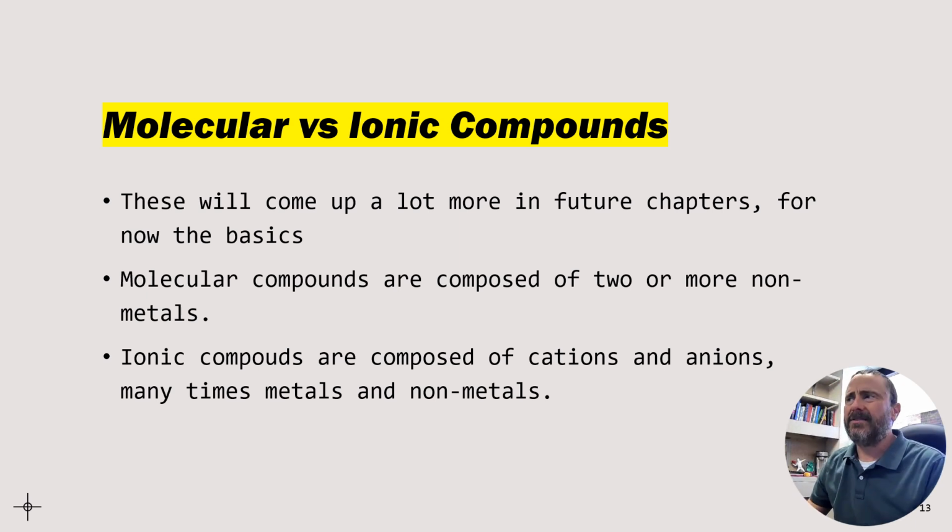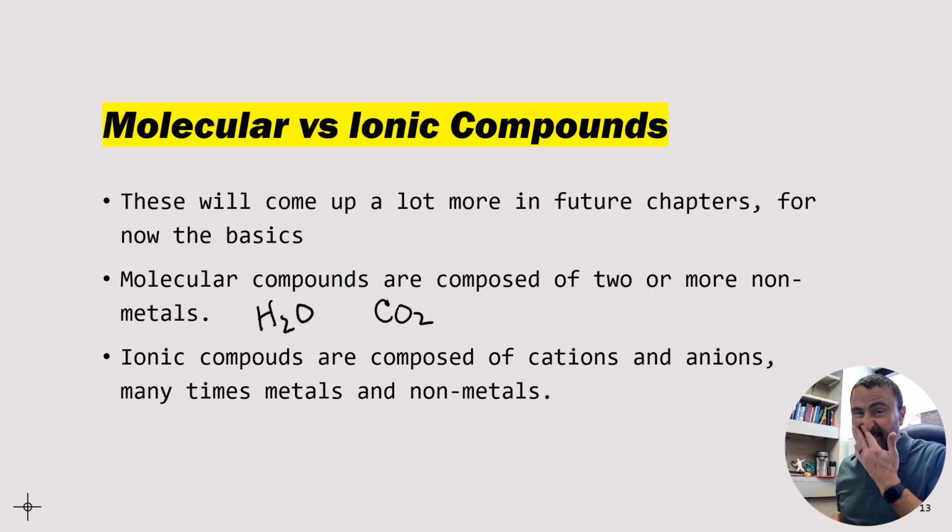Molecular compounds are when we have two or more nonmetals that come together. Molecular compounds are things like water, H2O. Hydrogen is a nonmetal, oxygen is a nonmetal. Carbon dioxide: carbon is a nonmetal, oxygen is a nonmetal. It's a molecular compound. Then there are what we call ionic compounds. Those are made up of cations and anions. What we're really talking about for the most part is a metal and a nonmetal coming together. All right, sodium chloride.